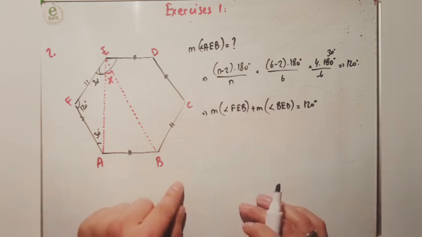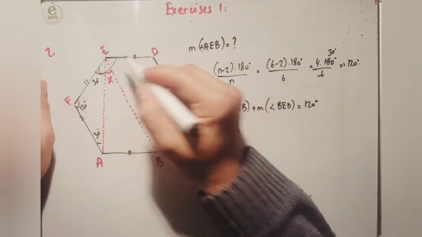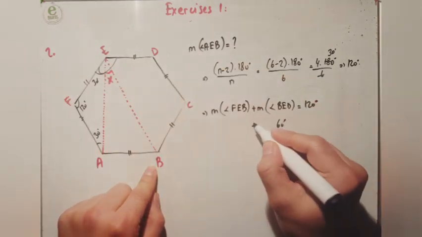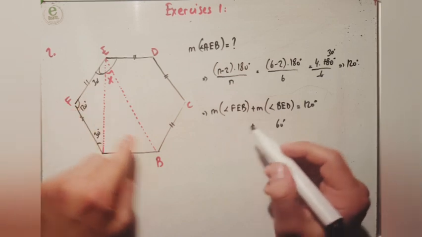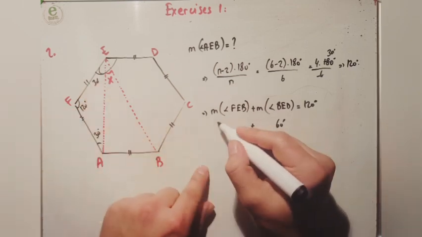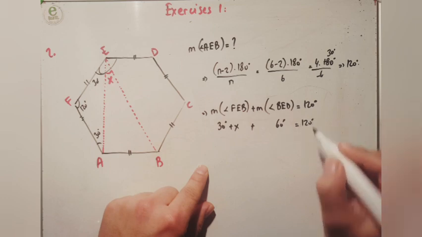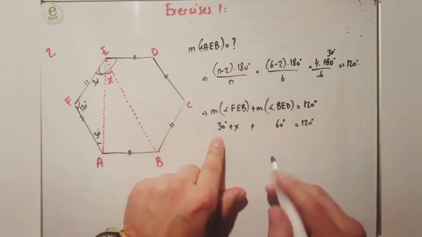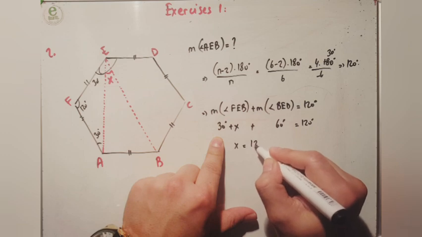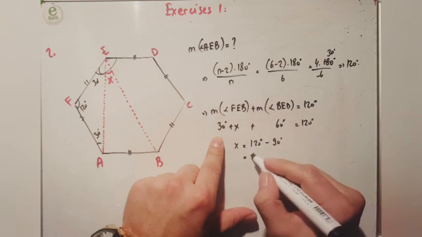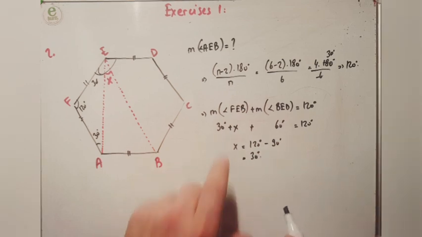Okay. So the measure of BED is 60 degrees, plus the measure of angle FEB is 30, plus x equals 120. 30 plus 60 is 90. So x is 120 minus 90 degrees, which happens to be 30 degrees. It's pretty much common sense.